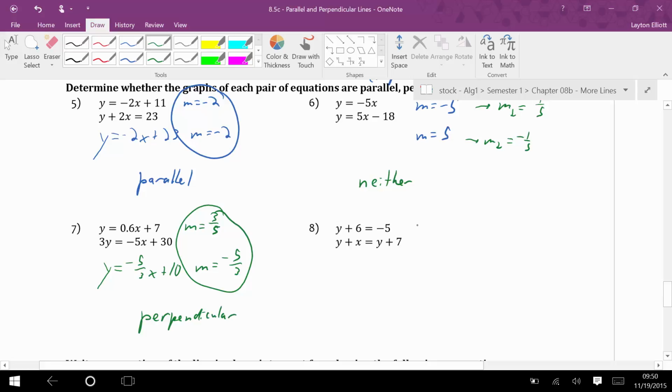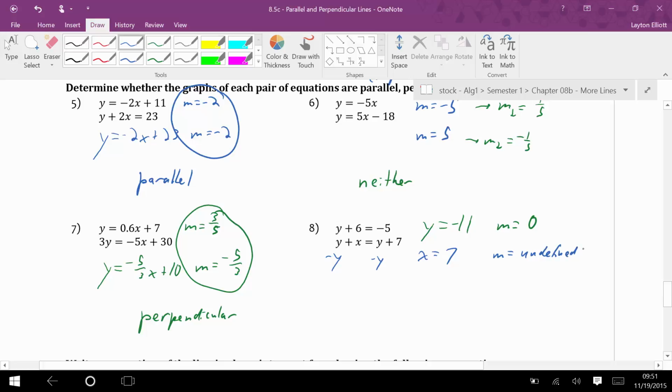Finally, in number 8, I'm going to subtract, and I get y is equal to negative 11. That slope is 0 because it's a y equals line. Y equals lines are horizontal, and all horizontal lines have a slope equal to 0. In this one, if I subtract y from both sides, I get x equals 7. That slope is undefined.